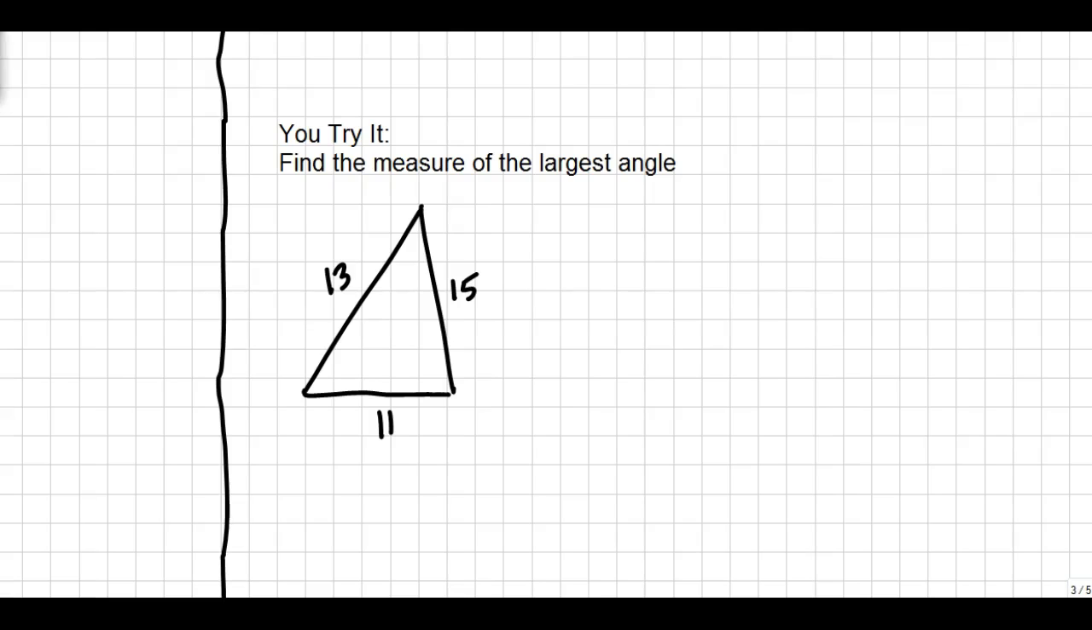So now I'd like you to try this on your own. This time, take a brand new triangle with new values, and I want you to find the measure of the largest angle this time. So take a good look at the triangle, mark it up as you need to, pause the video, give it a try, and the answer will be displayed shortly.